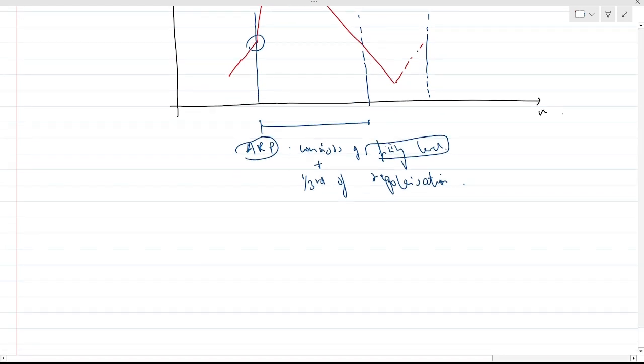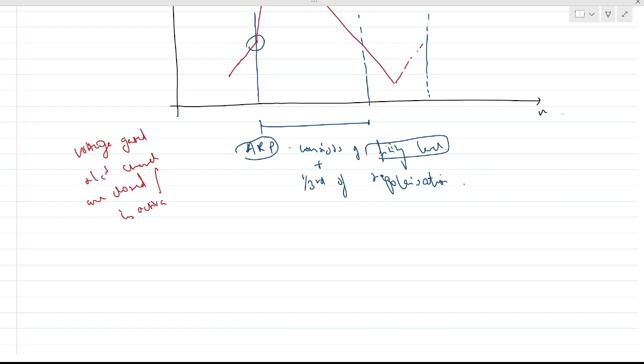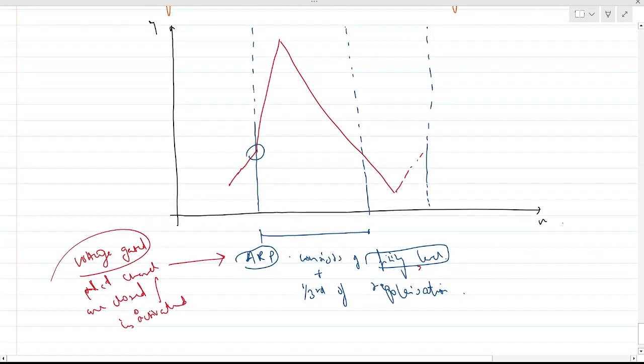In this absolute refractory period, remember the voltage gated sodium channels are closed or inactivated. The voltage gated sodium channels are closed or inactivated. We are in the absolute refractory period, which consists of the firing level, remember this part, along with 1/3 of our repolarization.